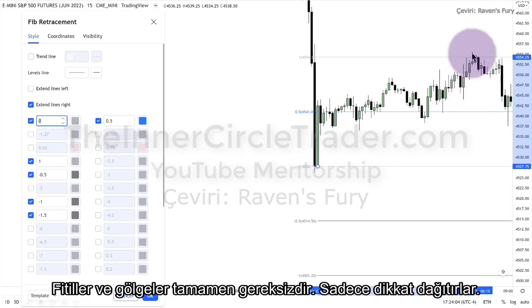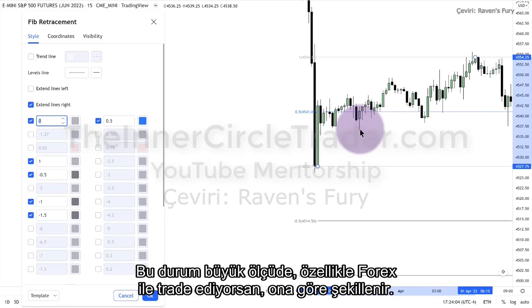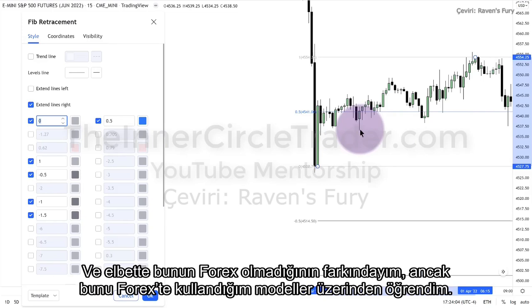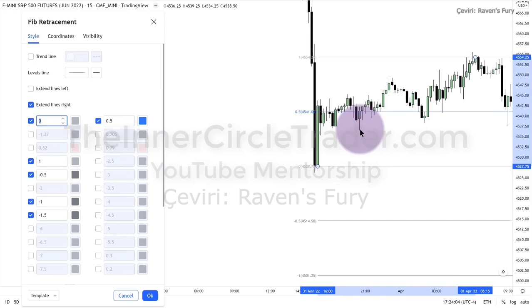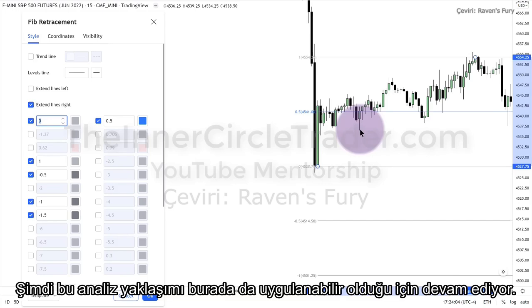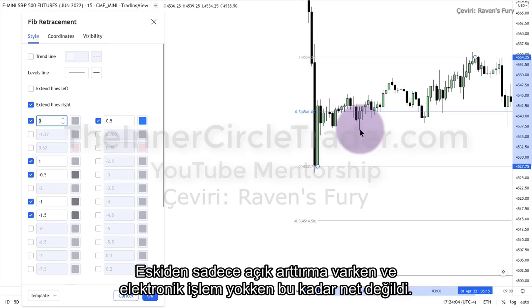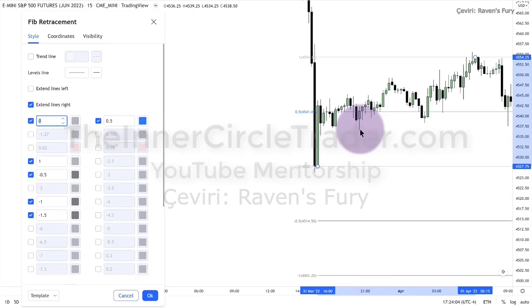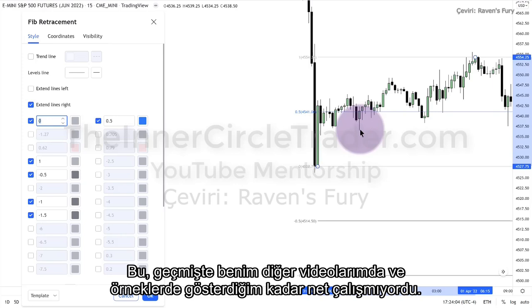The wicks and the tails are all distractions. That's all going to be largely attributed to what you see especially if you're trading Forex, and obviously I am aware that this is not Forex, but I learned this through the models that I employ with Forex. It's a carryover in terms of analysis because you can apply it here as well. It wasn't always like this. When there was open outcry only and there was no electronic trading, this wasn't as pure as you're going to see, and as it's been shown in the past by me in other videos and examples.